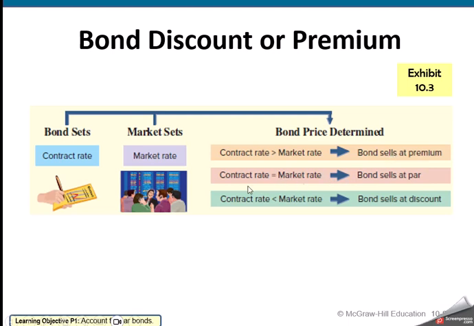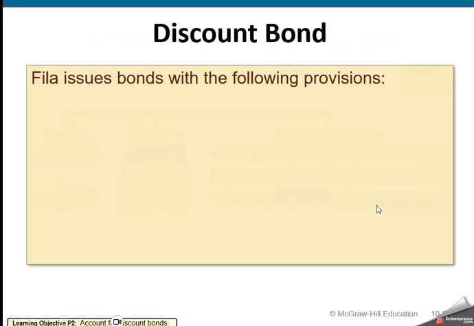If the coupon rate or the contract rate was equal to the market rate, then they really would sell at par. If that coupon rate or that contract rate is less than market, then no one's going to want to buy those bonds. The price of the bonds is going to have to go down, and they will sell at a discount.